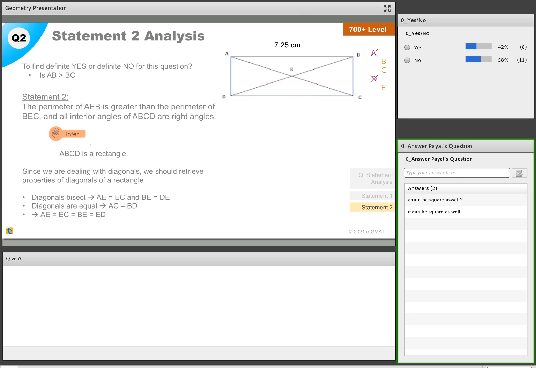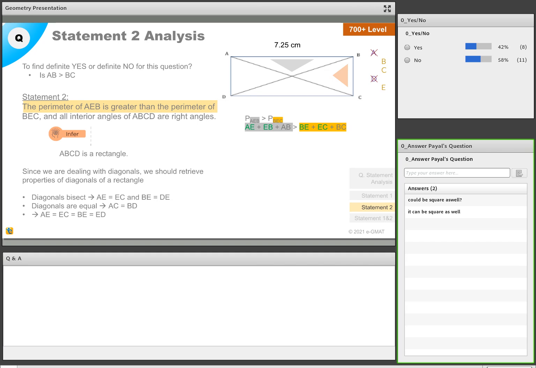So diagonals bisect each other. AE is equal to EC, BE is equal to DE, and diagonals are equal. AC is equal to BD. Okay, so each of these segments is equal. Now, what is it that we needed to figure out?